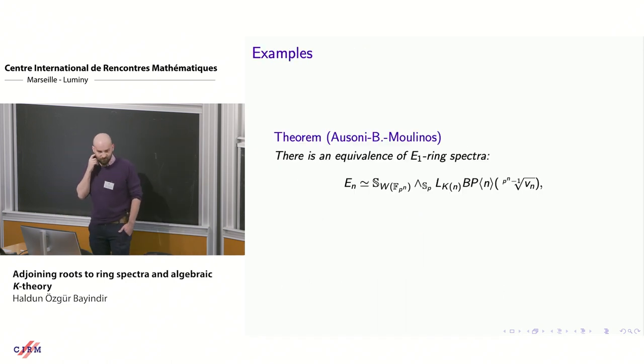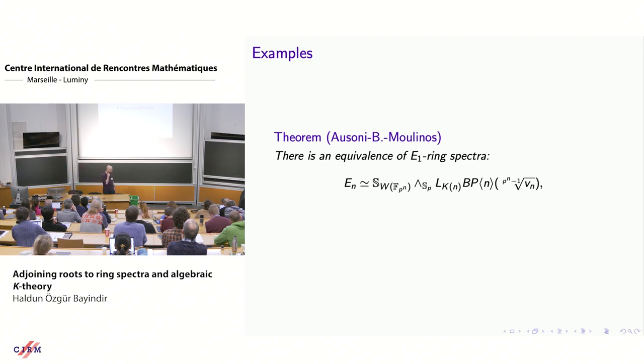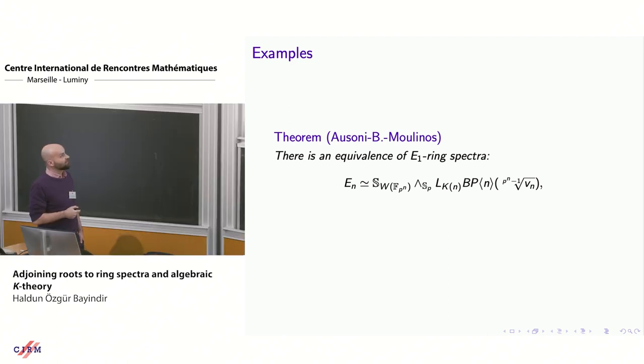Okay, so of course we wanted to cover examples, especially I told you that we're interested in K-theory of Morava E-theories. So in this case, this Morava E-theory spectrum as an E1 ring spectrum can be obtained from the untruncated Brown-Peterson spectrum by first K(n)-localizing. And now we smash it with the spherical Witt vectors because we need to change the coefficients to Witt vectors. And then by adjoining a (p^n minus 1)st root to v_n. So this ring spectrum can be obtained through root adjunction. So that's an important thing. This is basically also called E_n hat, the K(n)-localized Johnson-Wilson spectrum.